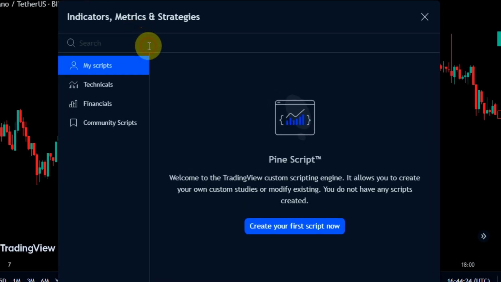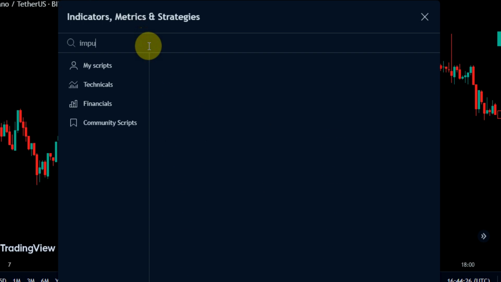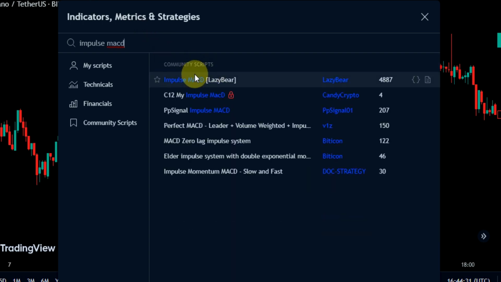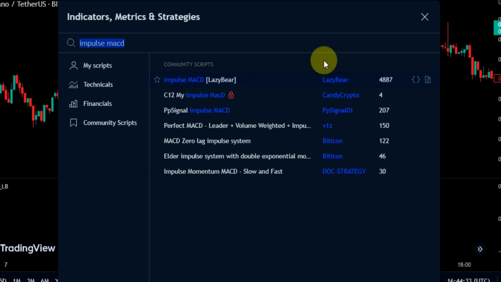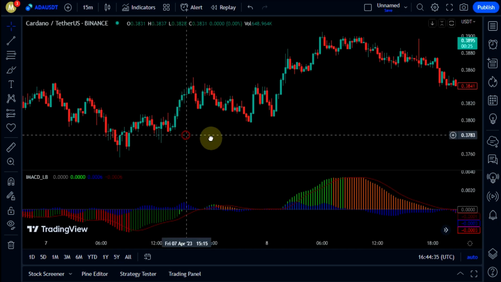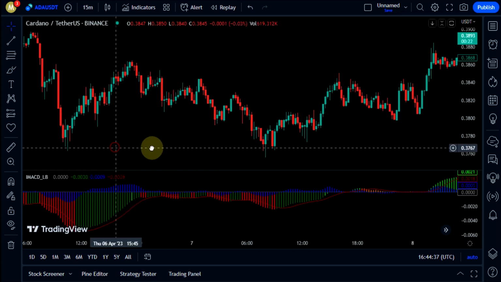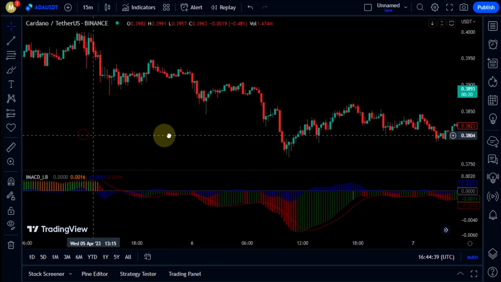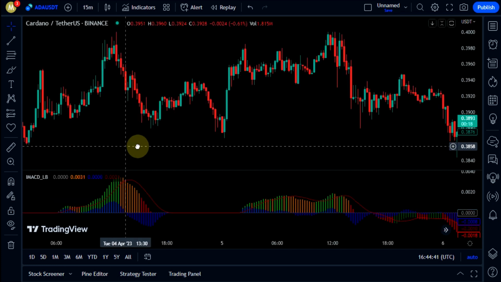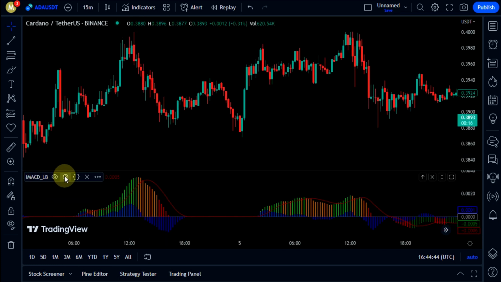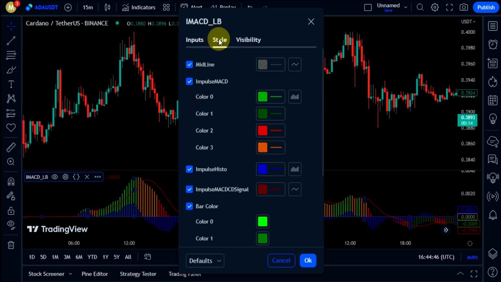The first indicator we need is Impulse MACD. Enter its settings and make these changes.